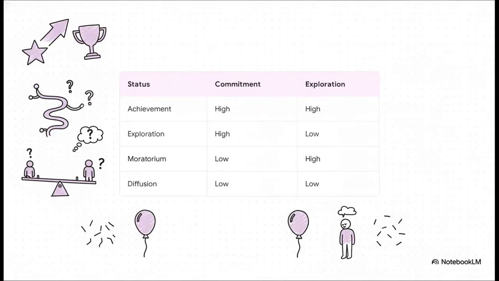So this table breaks down the core combinations listed in that bottom flow we saw earlier. It beautifully summarizes the standard variable pairings for the main statuses we just learned. Achievement is high and high. Moratorium is low commitment, high exploration. Diffusion is low and low.